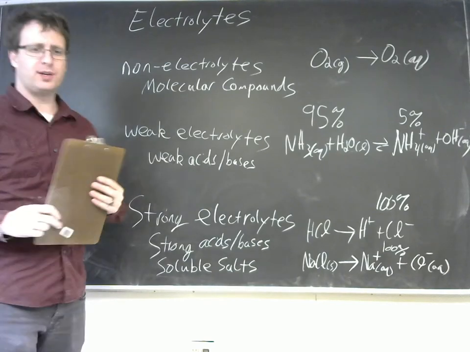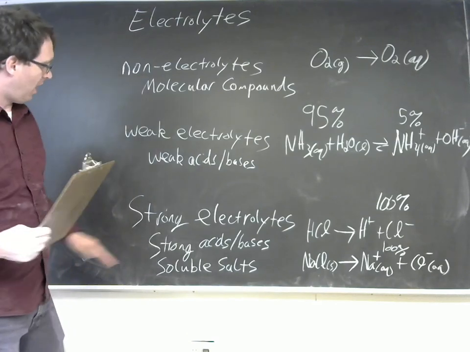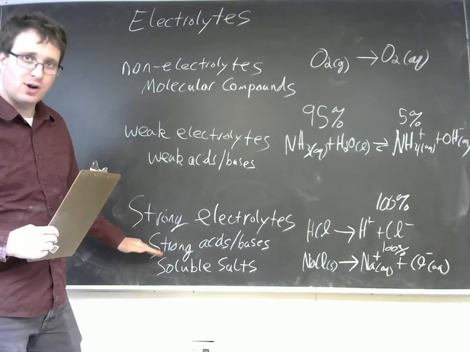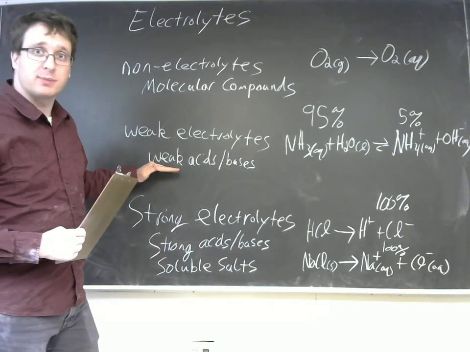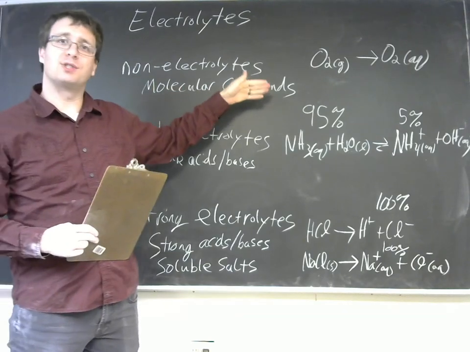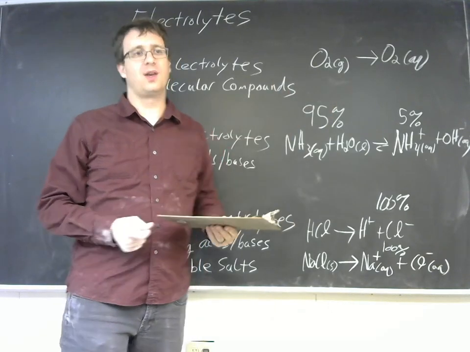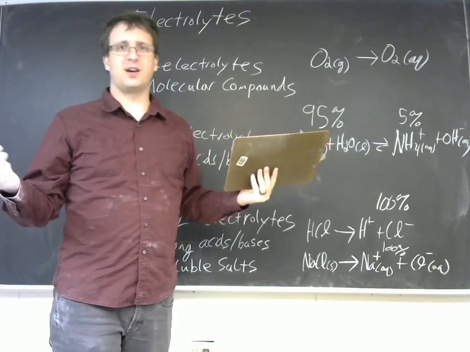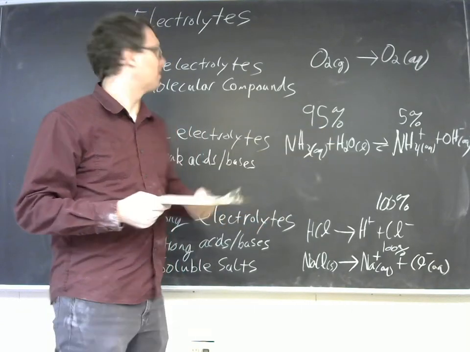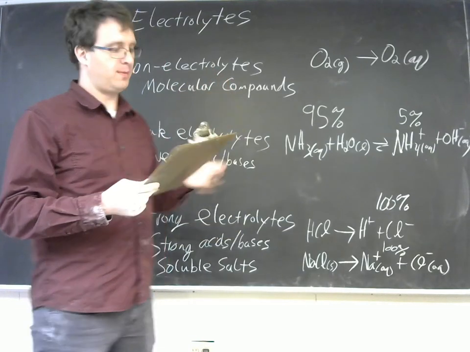That's all you really need to know about classifying electrolytes. Soluble salts are strong electrolytes. Strong acids and bases are strong electrolytes. Weak acids and bases are weak electrolytes. And then molecular compounds are non-electrolytes because they will dissolve but not form any ions. And you could say other things like, say, most metals or insoluble salts. I suppose they're non-electrolytes as well, if only because they don't dissolve at all.